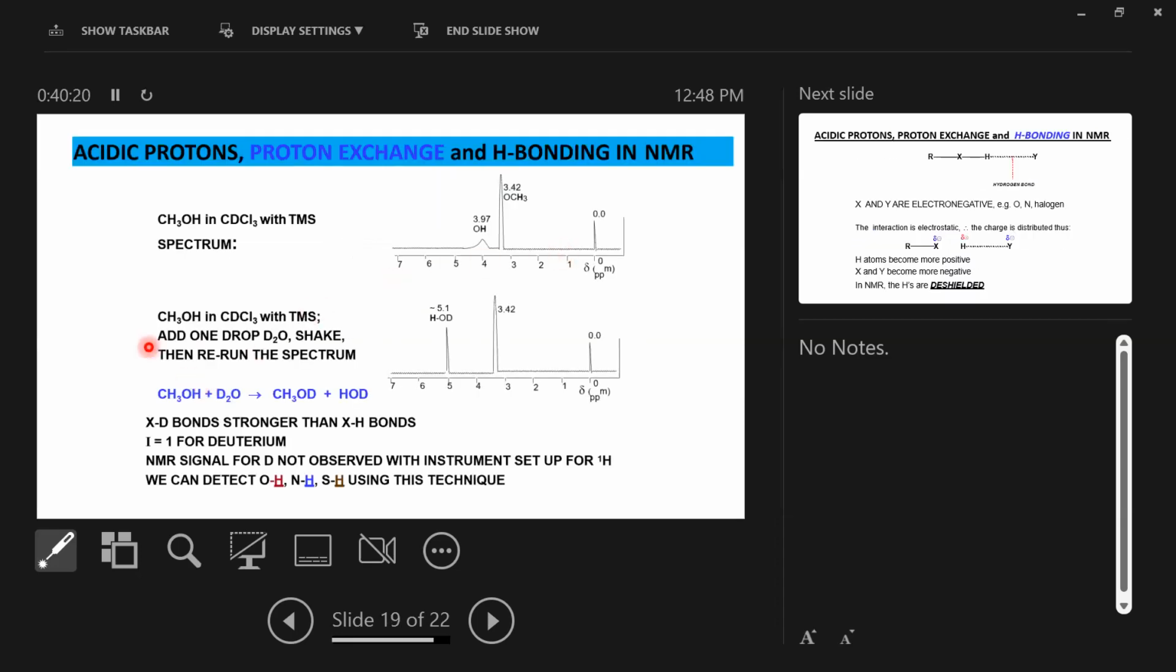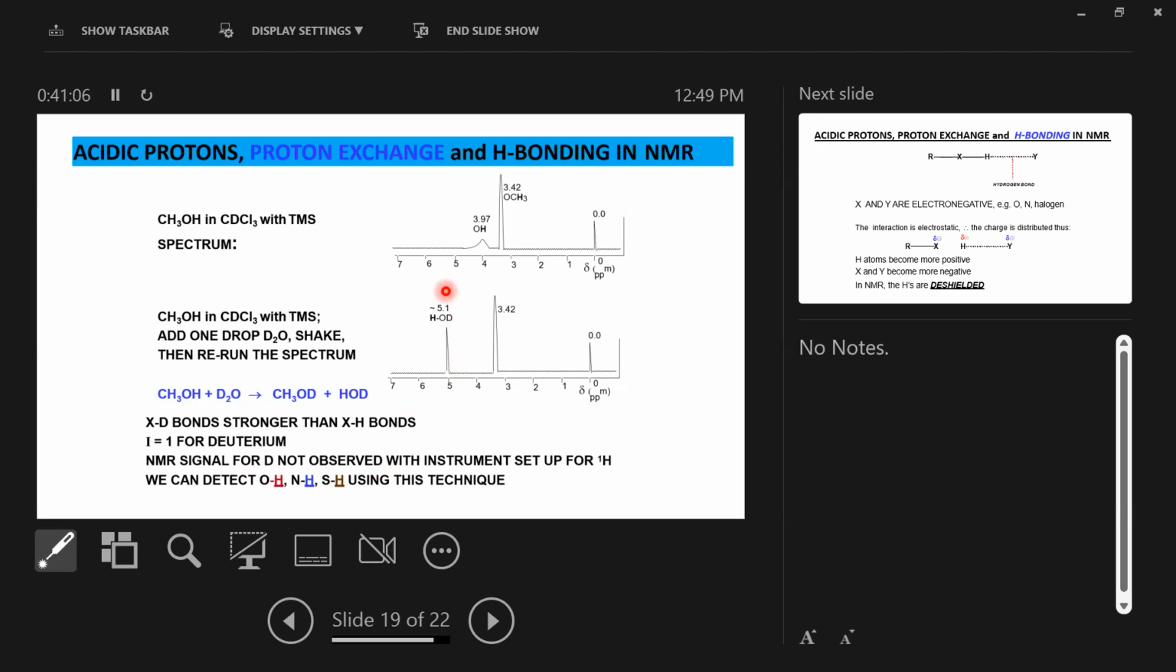Now take the methanol in pure form with TMS, add 1 drop of D2O and shake it, because now there's more deuterium to go around, less hydrogen. It actually causes the peak to sharpen up. The X-D bond is stronger than the X-H bond, and I equals 1 for deuterium, so the NMR signal for deuterium is not observed with the instrument set up for 1H NMR. We can detect the OH, NH, SH using this technique, meaning that it disrupts that bonding with the solvent. It would rather bond with the deuterium, so this exchange stops and it comes out as a normal singlet.